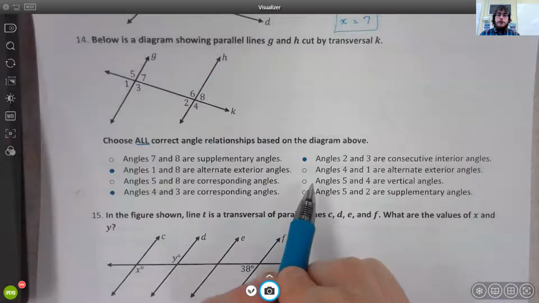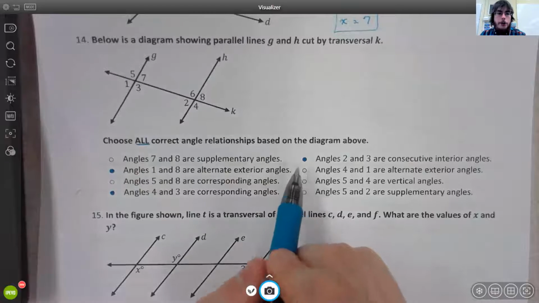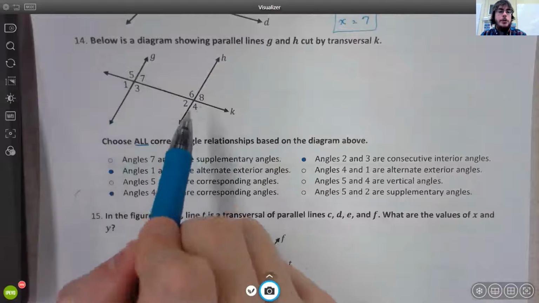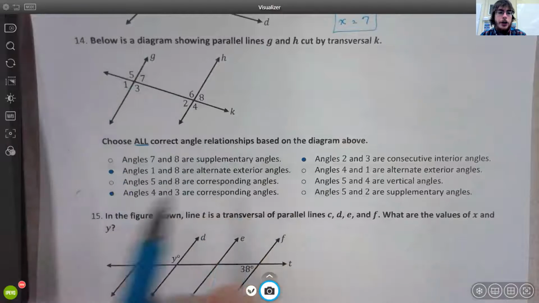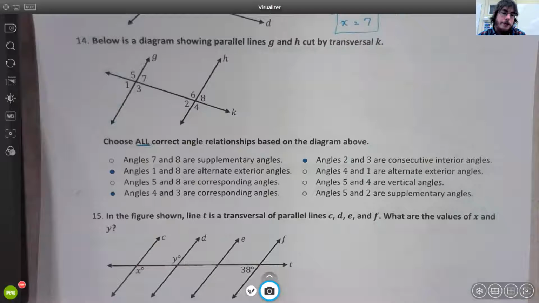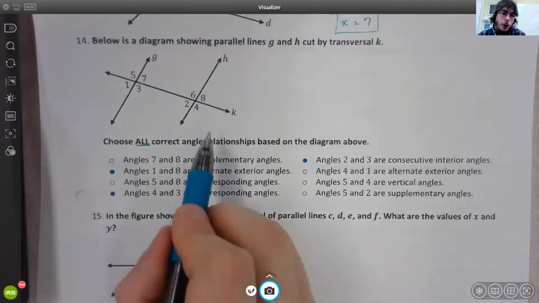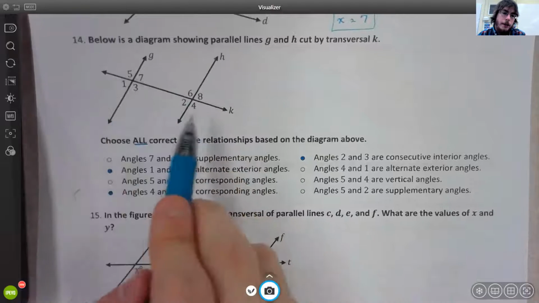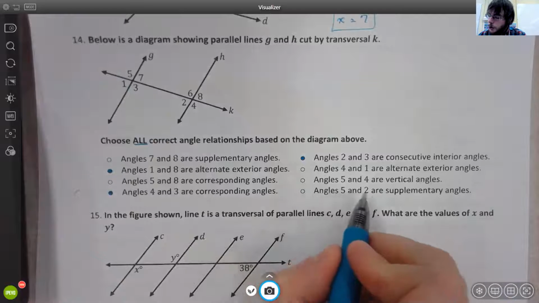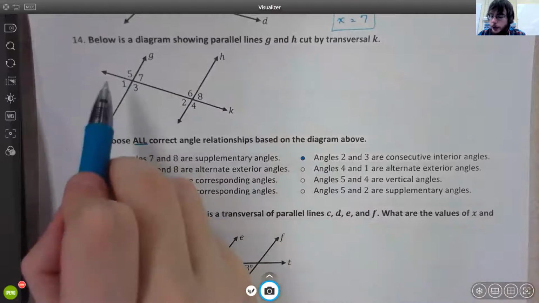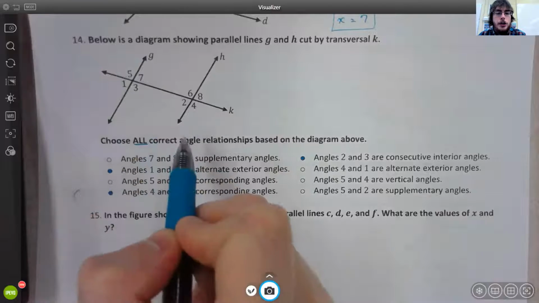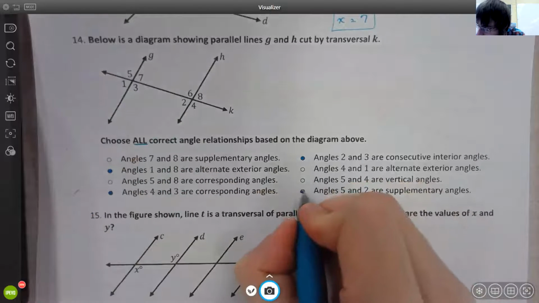Next one, angles 5 and 4 are vertical angles. And if we look at our angles 5 and 4, they're on different intersections, which immediately tells us no, they are not vertical. 5 would be vertical with 3. Okay, and 4 would be vertical with 6, but not 5 being vertical with 4. And then finally, angles 5 and 2 are supplementary angles. If we look at 5 is an obtuse angle, 2 is an acute angle, so yes, they would have to be supplementary.